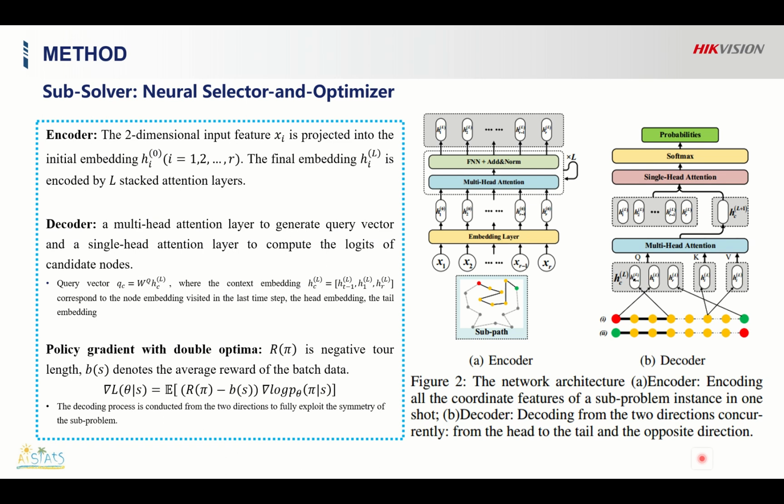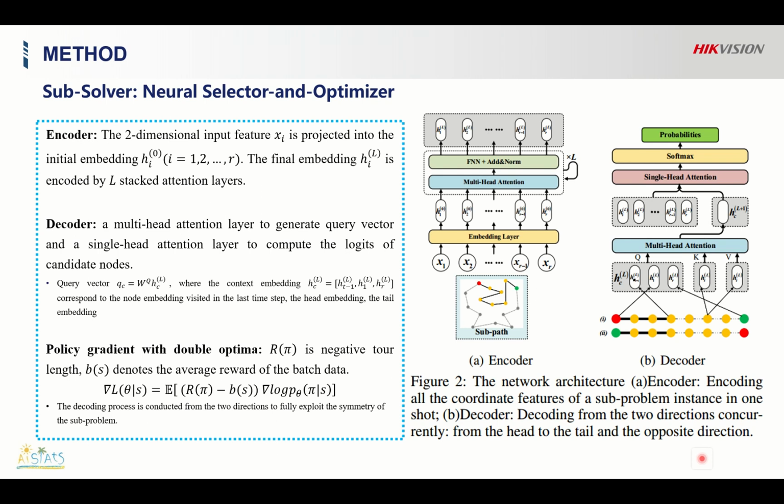It is built upon transformer architecture. In the encoder network, all of the node locations xi are projected into an embedding space with L stacked attention layers. These embeddings are denoted as hi with superscript L. The decoder is then applied to generate the logits of candidate nodes.